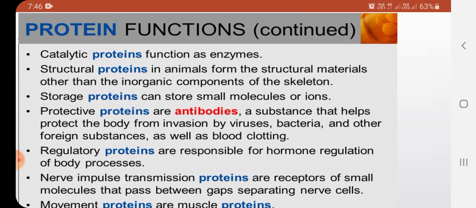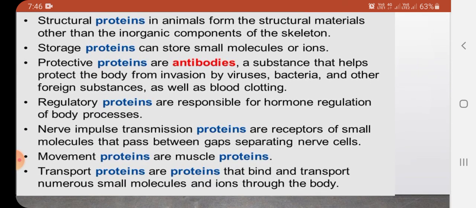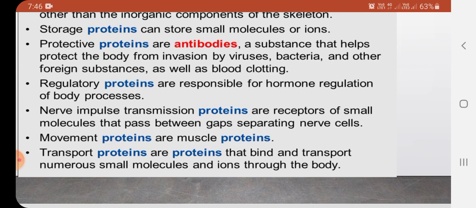Regulatory proteins are responsible for hormone regulation of body processes. Nerve impulse transmission proteins are receptors of small molecules that pass between gaps separating nerve cells. Movement proteins are muscle proteins which are found in the muscles. The transport proteins are proteins that bind and transport numerous small molecules and ions through the body. So the proteins are of prime importance in function.